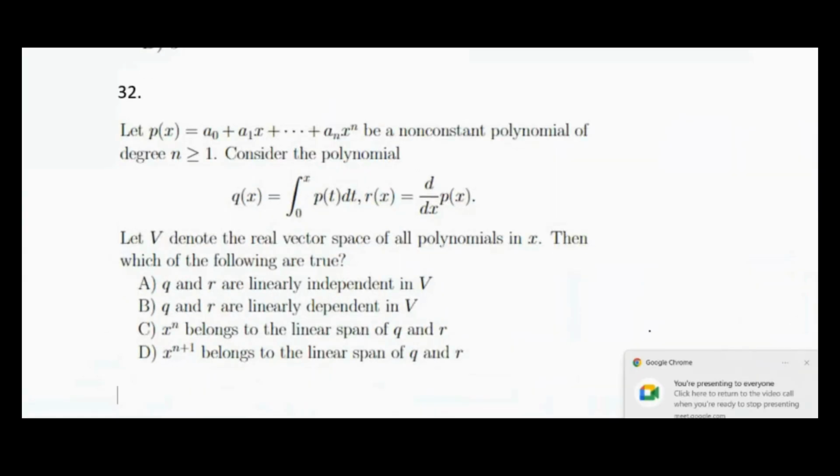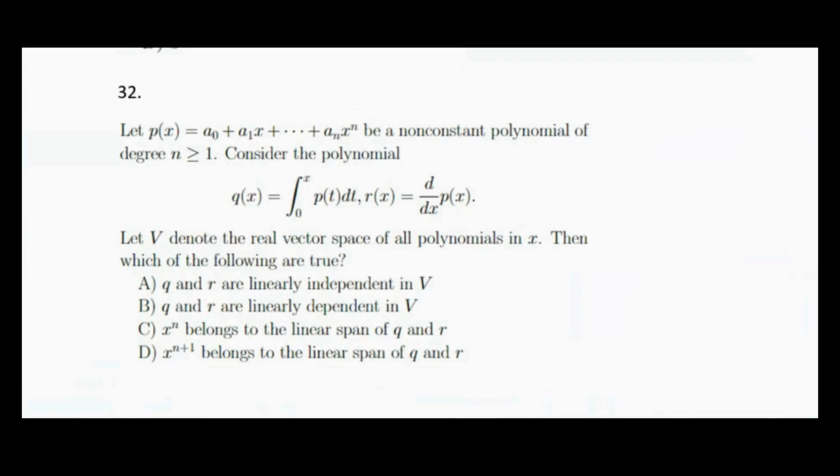Question 32 basically talks about a polynomial p(x), which is the summation of a_i x to the power i, running from 0 to n, and q(x) is the integral function from 0 to x, and r(x) is the derivative of the function. And V is the real vector space of all polynomials in x. And we have to check whether Q and R are linearly dependent or independent, and whether x to the power n and x to the power n plus 1 belong to the linear span of Q and R.